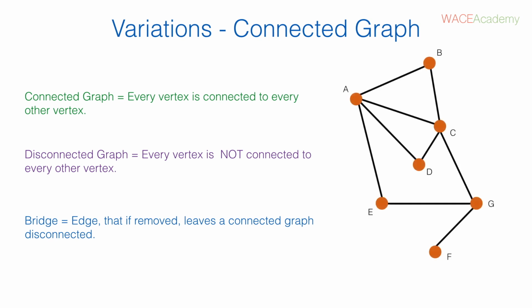This is a connected graph, because all the vertices are connected to each other, so no matter which vertex I decide to begin at, it's possible to finish at any of the other vertices. But if the edge between G and F were removed, it would become disconnected, because it would be no longer possible to reach the vertex F. Therefore, the edge between G and F is called a bridge.